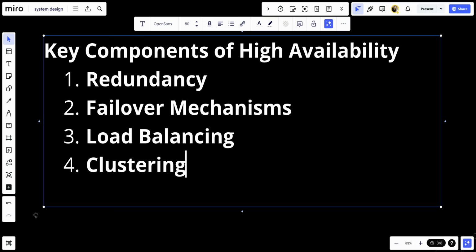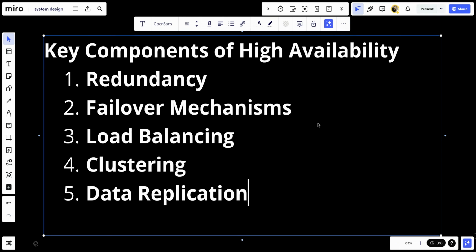Number four, clustering involves grouping multiple servers or systems to work together as a single unit. If one server in the cluster fails, others can take over its workload. Number five, data replication ensures that data is copied and stored in multiple locations. If one data source fails, the system can retrieve data from another location without interruption.